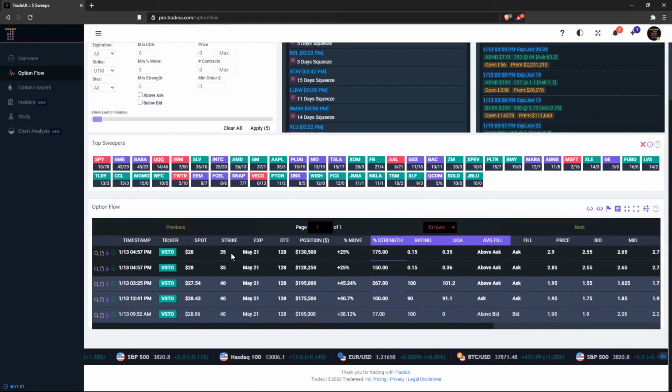Let's see, 128. Yeah, I'm not wearing my glasses. 128, and that's the 35 strike. I want to know actually, now that you're showing it. So 35. Yeah, sometimes I see this and I'm like, wait, what's going on here? Yeah, the vendor had issues with Opera before.